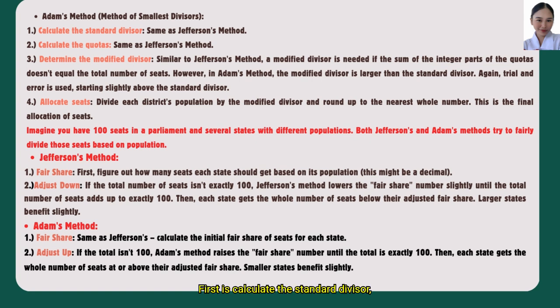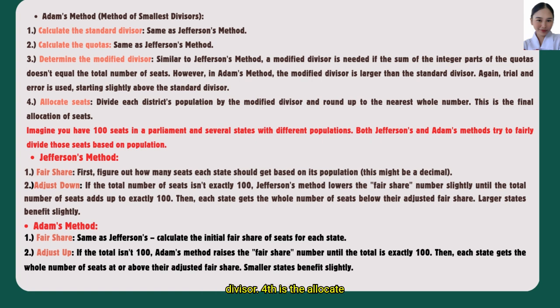First is calculate the standard divisor, as I said, same as Jefferson's method. Second, calculate the quotas, same as Jefferson's method again. Third is determine the modified divisor. Similar to Jefferson's method, a modified divisor is needed if the sum of the integer parts of the quotas doesn't equal the total number of seats. However, in Adams' method, the modified divisor is larger than the standard divisor. So again, trial and error is used, starting slightly above the standard divisor.